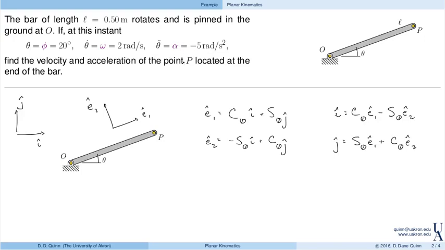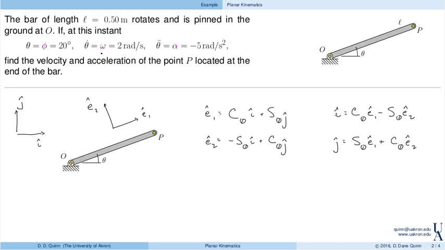So I want to distinguish between the values of theta, theta dot, and theta double dot in general, and these specific values at this instant in time. So clearly, as this bar rotates, theta is not always equal to 20 degrees. It's only equal to 20 degrees at this instant. And so that value, I'll refer to as phi. Likewise, there is an angular acceleration, so the angular velocity is not constant. So theta dot is not equal to 2 radians per second all the time. It's only equal to 2 radians per second at this instant in time.